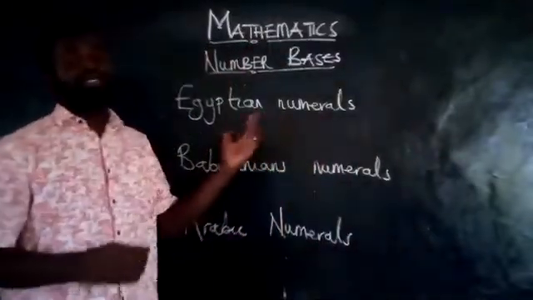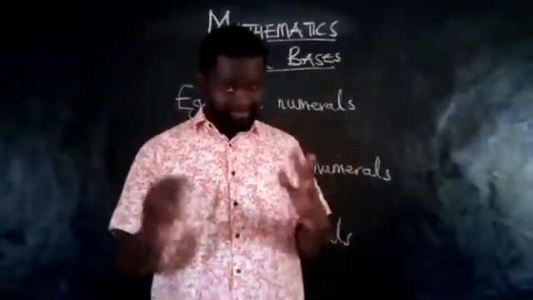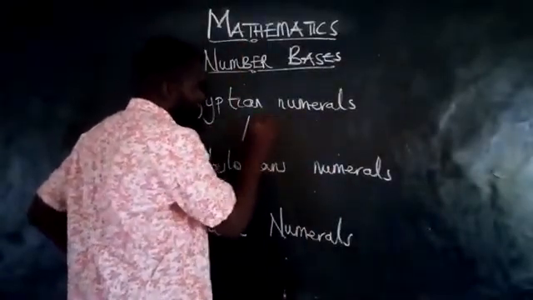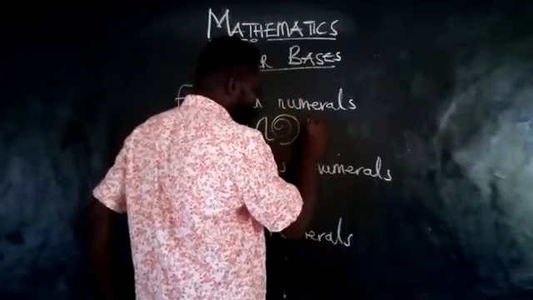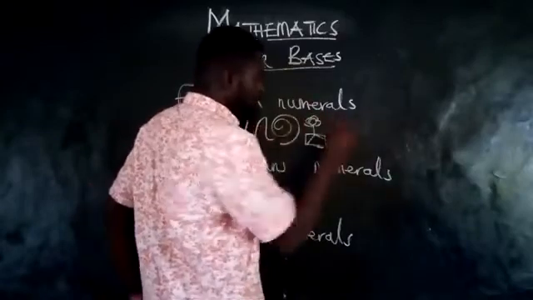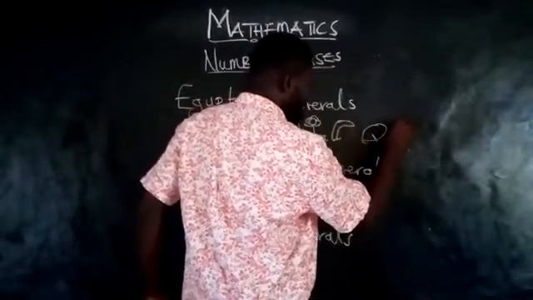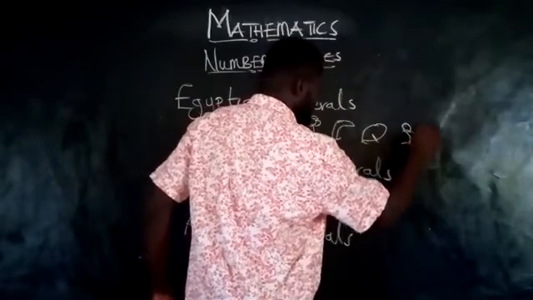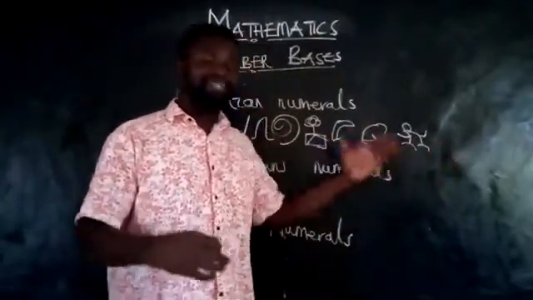For the Egyptian numerals, they had about 7 symbols that they used to represent their numbers. They were using symbols like this, and like this, and also symbols like this. And all these symbols have names, and they also have values.